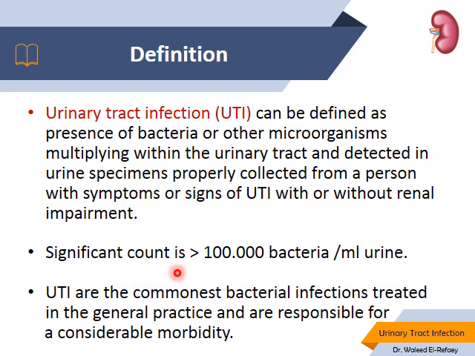Significant count, or what is called significant bacteriuria, is over 100,000 bacteria per milliliter of urine. Urinary tract infection is one of the commonest bacterial infections treated in general practice and responsible for a considerable morbidity.